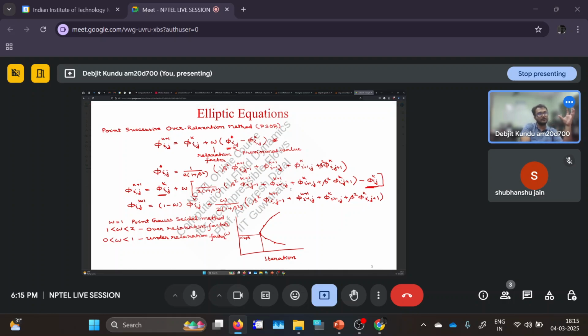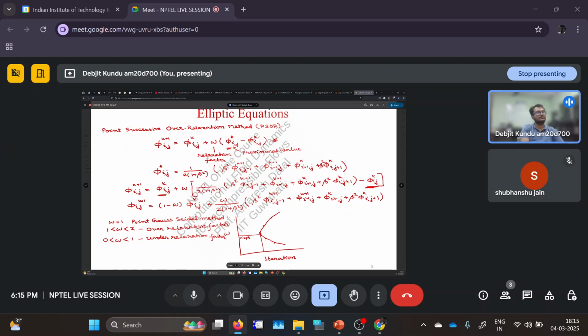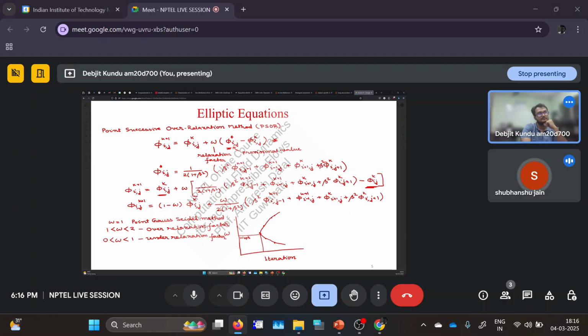Now you want to multiply omega to it. So then you multiply omega to that whole thing and you control the change that is happening going from the kth iteration to the k plus 1th iteration. So phi star is what phi k plus 1 would have been if omega was 1. The value phi star i comma j minus phi k i comma j, the value inside the bracket always remains the same. We are just changing the value of the relaxation factor omega.